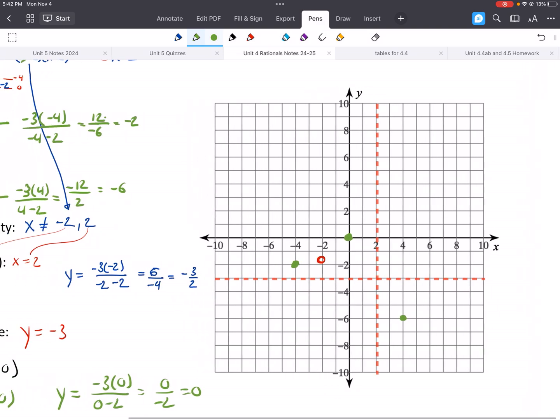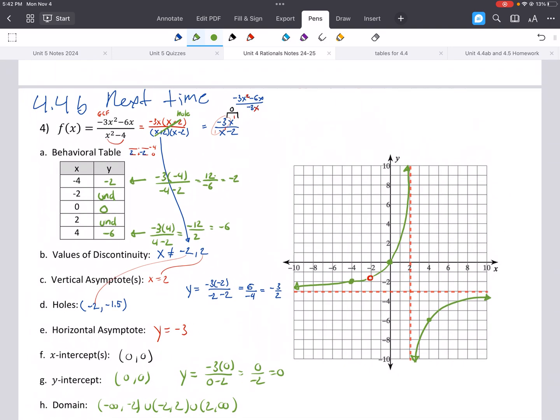So again, we'll connect the dots that we have. And this will continue getting closer and closer to that vertical asymptote. And going to the left, it gets closer and closer to that horizontal asymptote. And then similarly in this area too. Okay? Any questions on that?